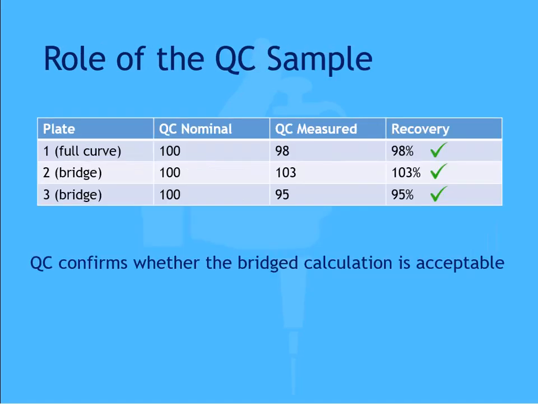The QC is critical because the bridge standard alone only supports the normalization factor. It does not prove that the 4PL curve shape has remained unchanged on the later plate. The QC provides an independent check. It is calculated using the same bridged curve workflow as the samples.